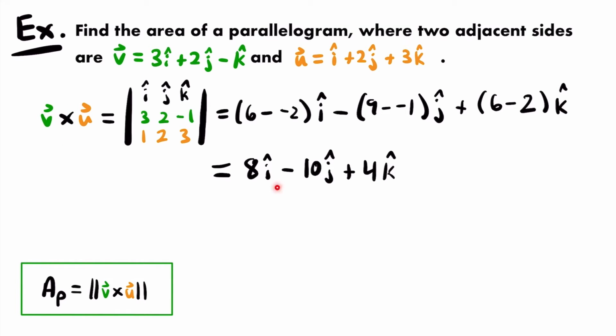Now what we want to do to calculate the area of a parallelogram where two adjacent sides are represented by these two vectors is take the magnitude of that cross product vector. So here's what we'll have.